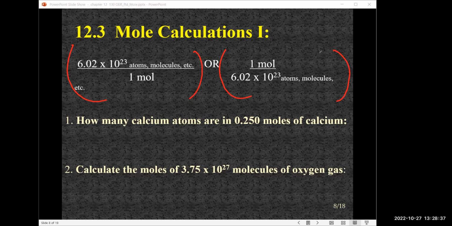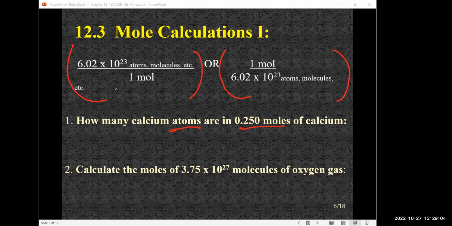All right, so here we have a problem that says how many calcium atoms are in a quarter of a mole, 0.250 moles, okay? So you can see that 0.25 is a quarter of a mole, all right? So your number should be approximately a quarter of 6.02 times 10 to the 23rd, to give you an idea.